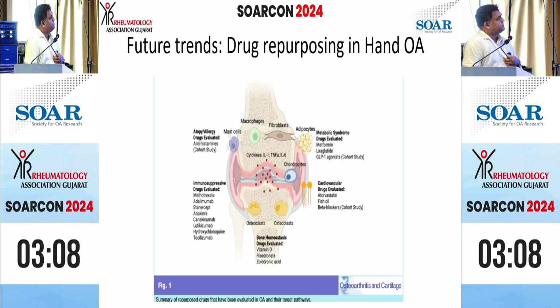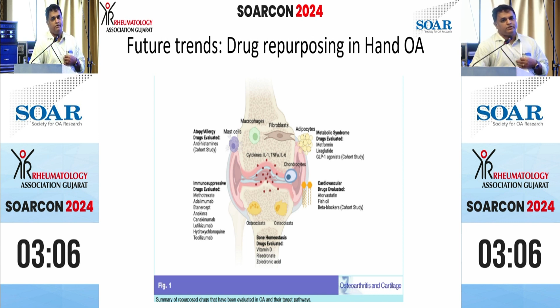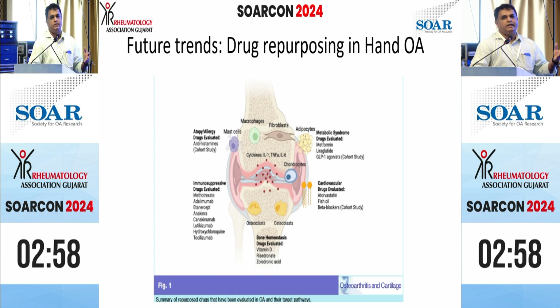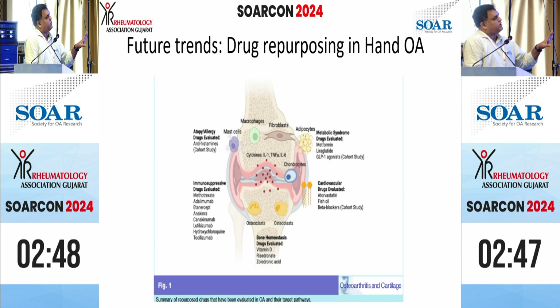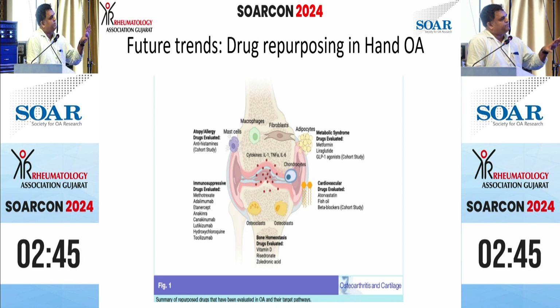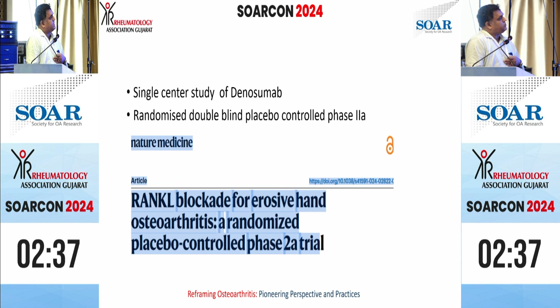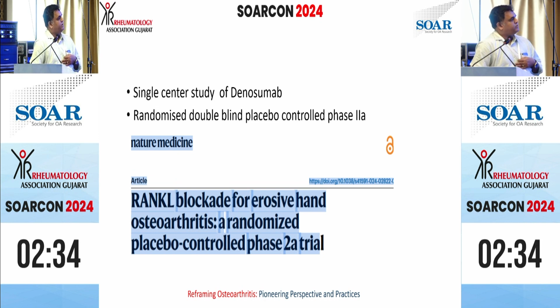So what about the future trends in treatment of osteoarthritis? This is one area where drug repurposing has been extensively tried. It is a very common disease where multiple clinical trials with advanced drugs are not possibly feasible, but because there is possibly a metabolic factor involved, it is an exciting area for research. People have tried all sorts of existing medications, from metformin to GLP agonists to atorvastatin for treatment of hand osteoarthritis. One of the recent successful trials is of denosumab, the RANKL blockade for erosive hand osteoarthritis, which was recently published.